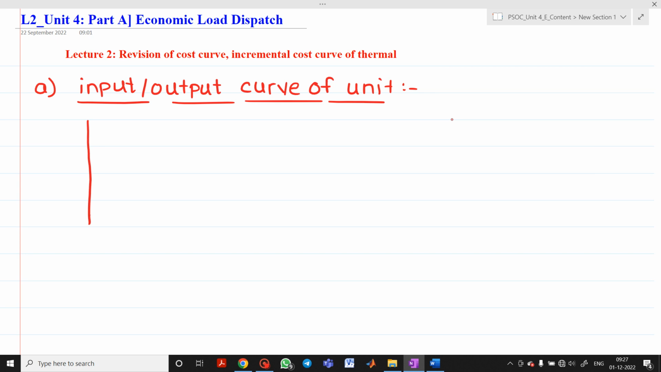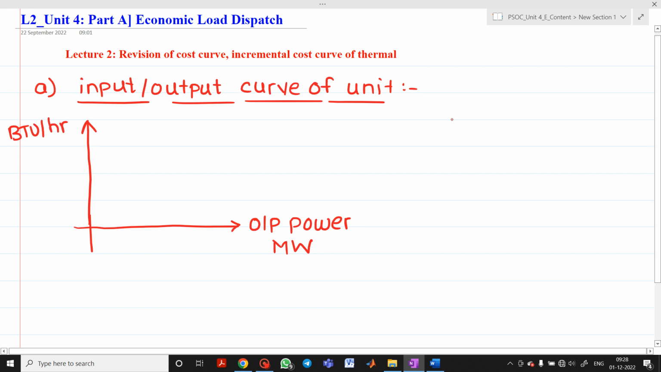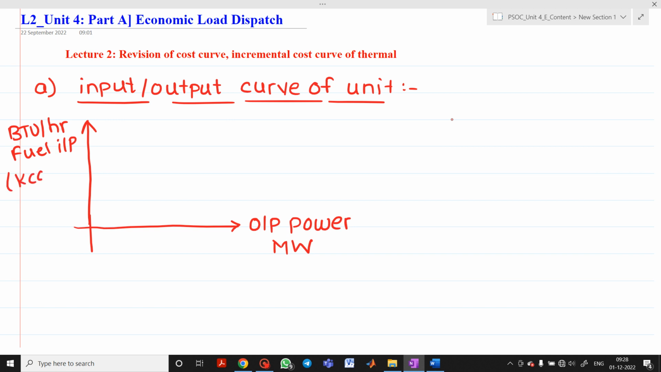As we know, a curve is nothing but what? There are two axes. So this will be the x axis, this will be the y axis. On the x axis, we are going to take output power in megawatt. On the y axis, we are going to take BTU per hour. BTU is a British Thermal Unit. So we can say this will be your fuel input. Or in other words, we can write it as kilocalorie per hour, into 10 raised to plus 6. So what is the nature of this curve?